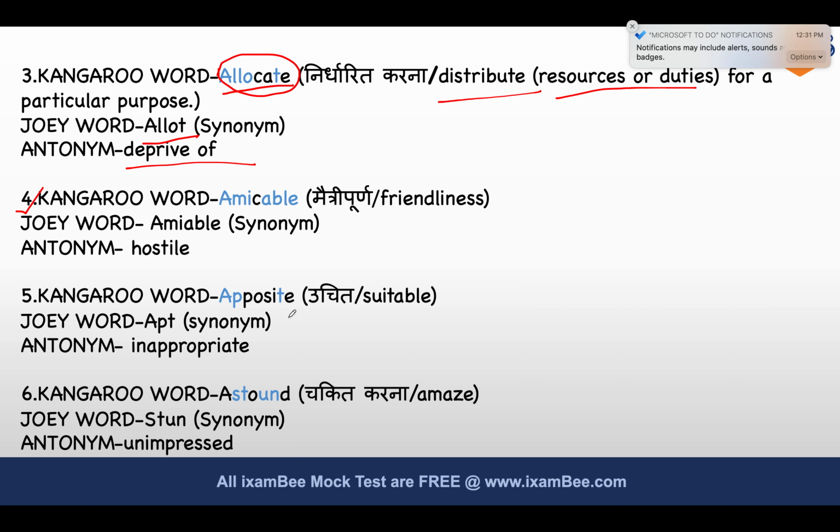Amicable. The word amicable means to be friendly. It means friendliness. But look, the synonym is right here. The word amiable, which also means to be friendly. It's hidden in the word itself, right? Now, what is the opposite? If you are friendly, well, the opposite will definitely be someone who is not friendly, right? In that case, we can use the word hostile. But you will be able to remember the synonym because it is hidden in the word itself.